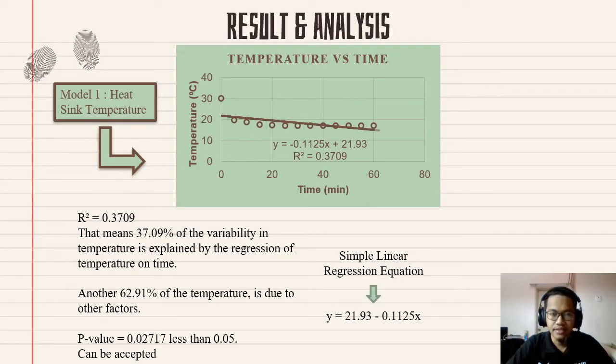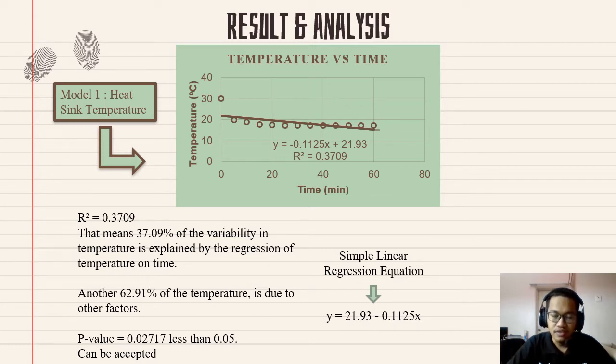Okay, for the result and analysis. Model 1 is heatsink temperature. We can see the graph, the temperature decreases when the time increases. For this project, the simple linear regression equation, we can see that y is equal to 21.93 minus 0.1125x. The R-square is 0.3709. That means 37.09% of the variability in temperature is explained by the regression of temperature on time. On the other hand, 62.91% of the temperature is due to other factors.